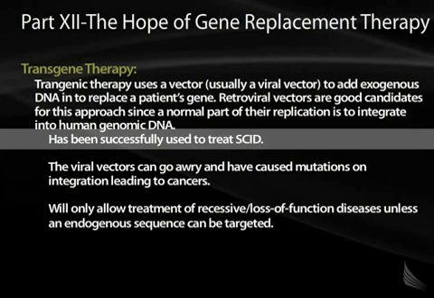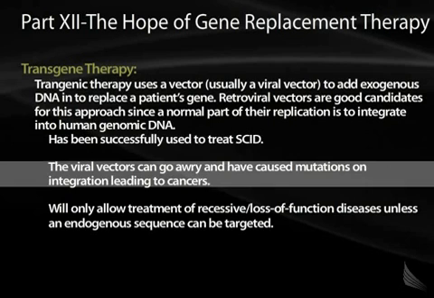The downside to it, the problem that they're still trying to develop, is the fact that these viral vectors can go awry, and they can cause mutations on integration leading to cancer. So if they happen to splice into a part of the genome that has a predisposition for cancer development, well, then we have a problem. We can't really control where these viruses are inserting themselves into the genome.